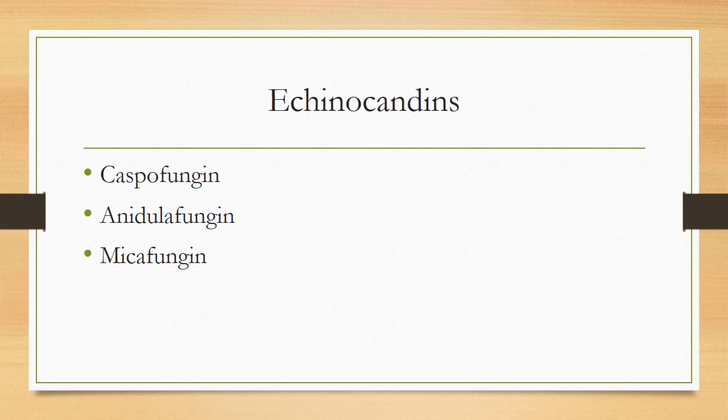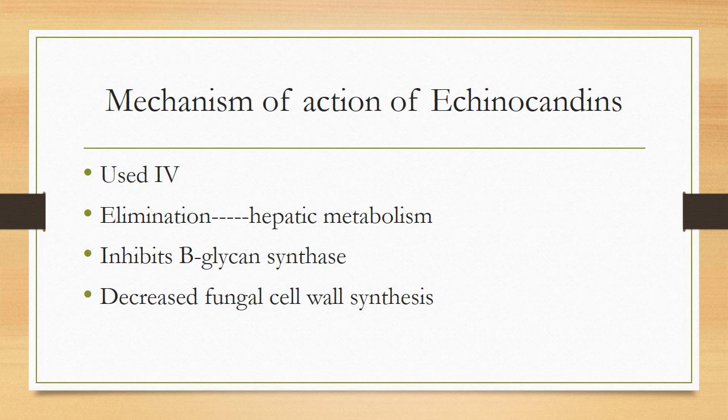Next drug is echinocandins. The drugs included in this class are caspofungin, anidulafungin, and micafungin. Now, the mechanism of action of echinocandins: that drug is used mostly intravenously, through the IV route. Elimination is via hepatic metabolism. The mechanism of action of echinocandins is that it inhibits glucan synthase. Thus it decreases the synthesis of the fungal cell wall.